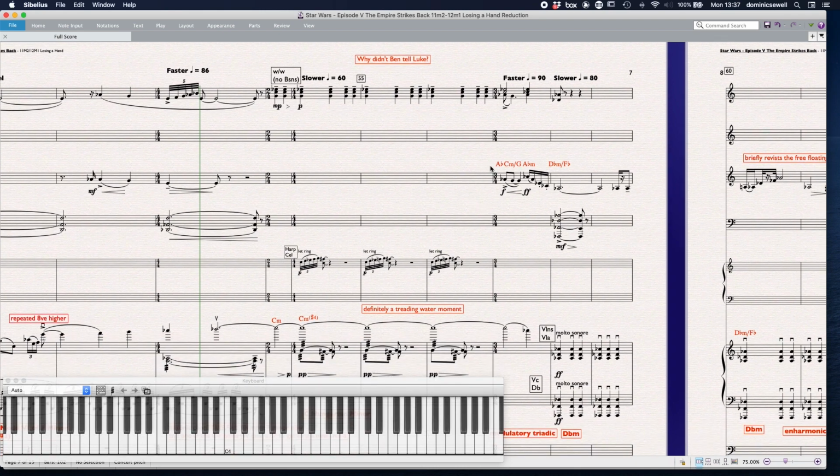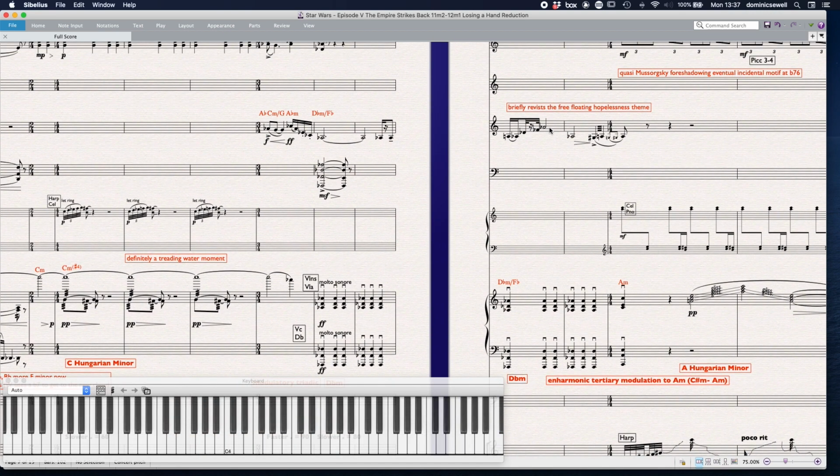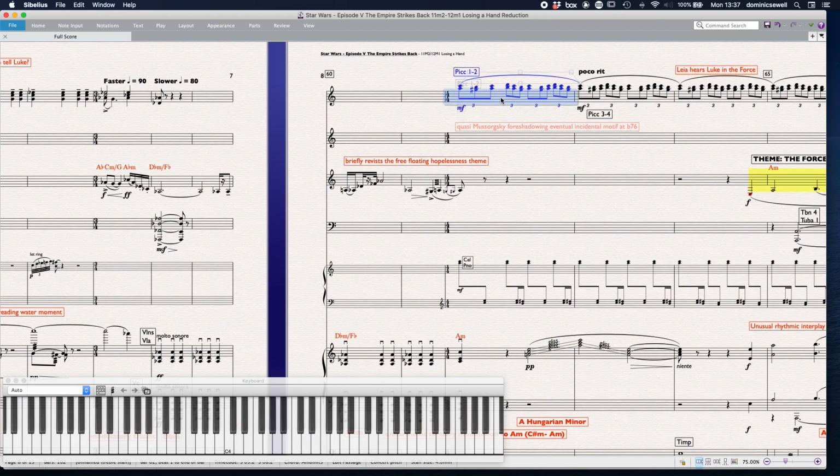Interesting little bit of harmony here, just in this transition point before we get, you know, as the horns develop. So sort of A flat major, but then going to C minor in second inversion, then A flat minor. And then D flat minor with an F flat in the bass. And it's exactly the same sort of thing that we had before. So this sort of briefly revisits the sort of free-floating hopelessness theme. And then we've got this little bit of quasi Mussorgsky, which is coming in a minute.